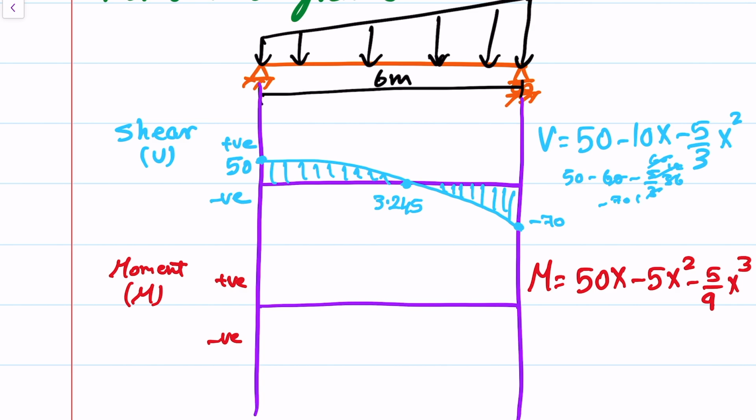Let's go to the moment. At x equals 0, the moment is equal 0. At x equal 6, so this should be 300 minus 5 times 36, 5 over 9 times 36. Using your calculator, this should be 0 as well.